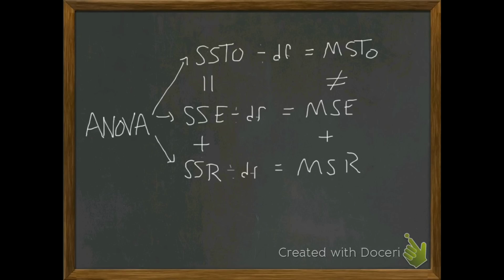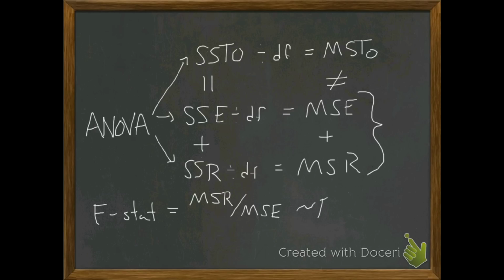What we can then do is take the mean square regression and the mean square error and create our F-statistic by taking the mean square regression divided by the mean square error. This F-statistic will follow the F-distribution with degrees of freedom, in what we have so far, 1 and n minus 2. Now, 1 actually stands for the number of predictors.